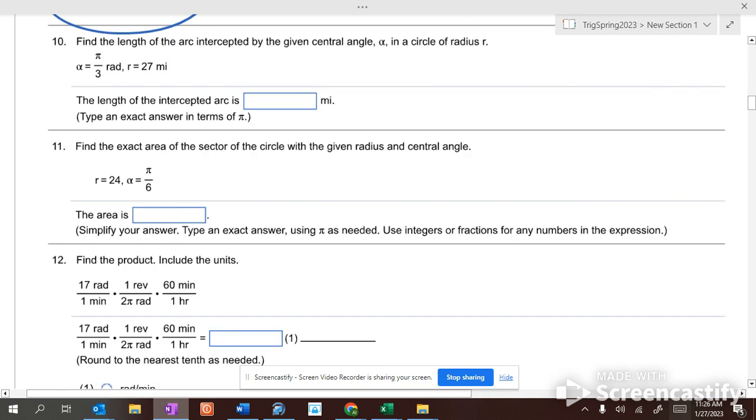All right, arc length. Arc length equals the angle times the radius. So pi over 3 times 27, which is 9 pi.